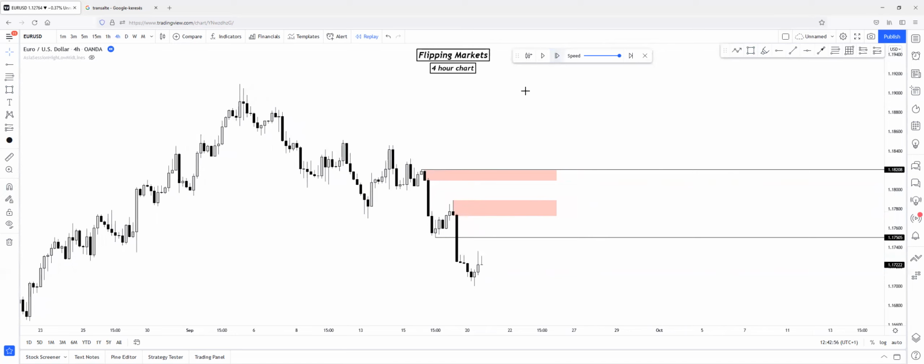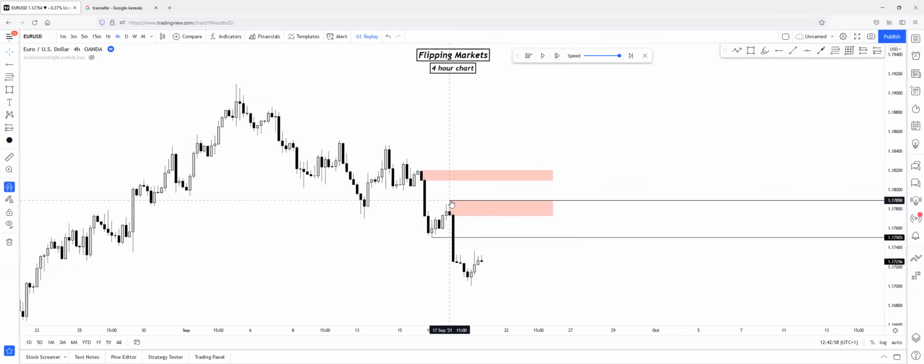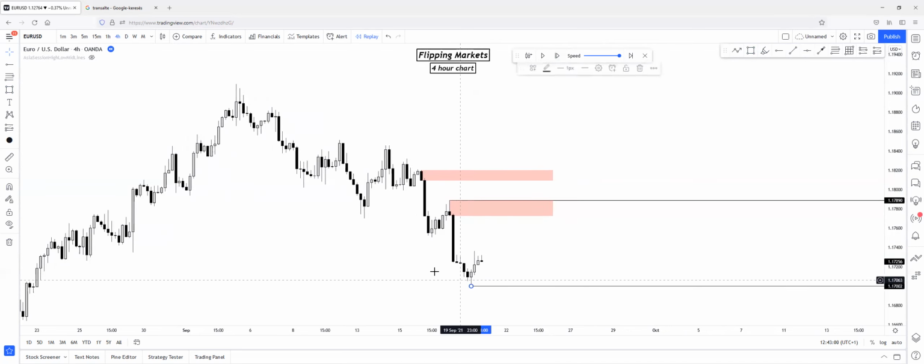Waiting for a pullback. Okay, the pullback happened. So we are currently moving in this range. As soon as this low breaks, it will create a break of structure to the downside and will form a new supply zone.